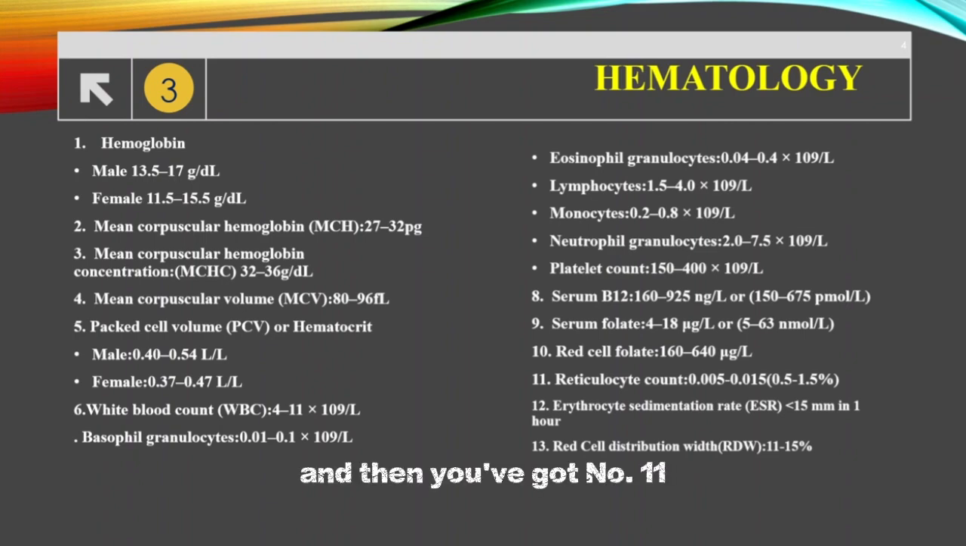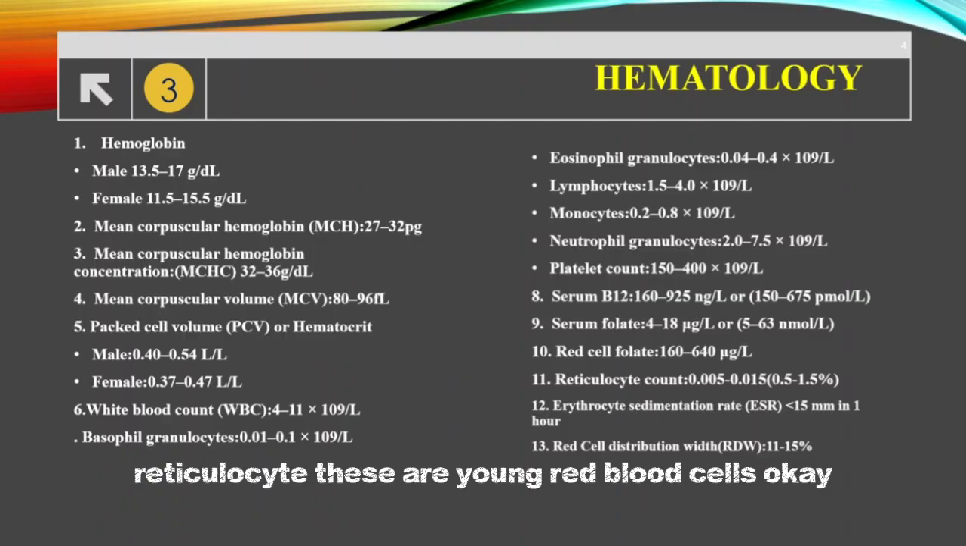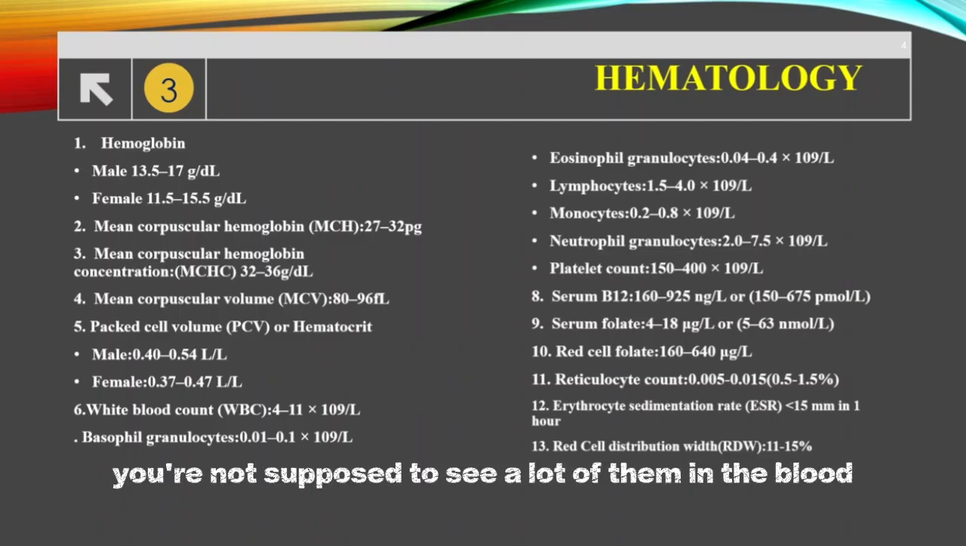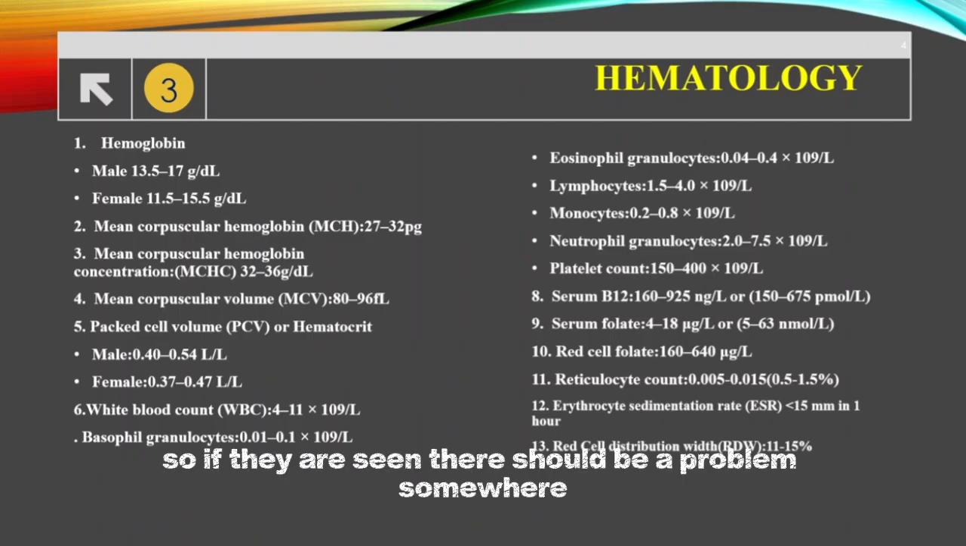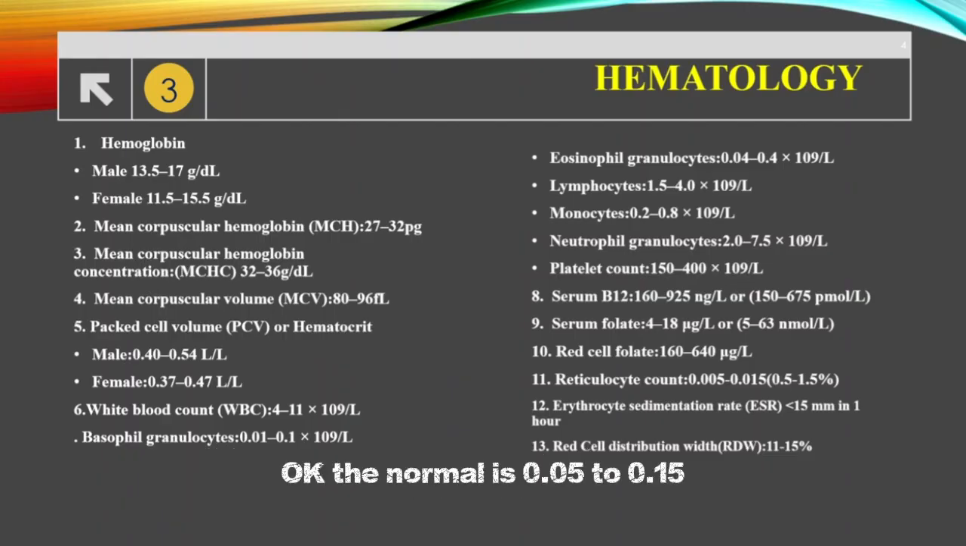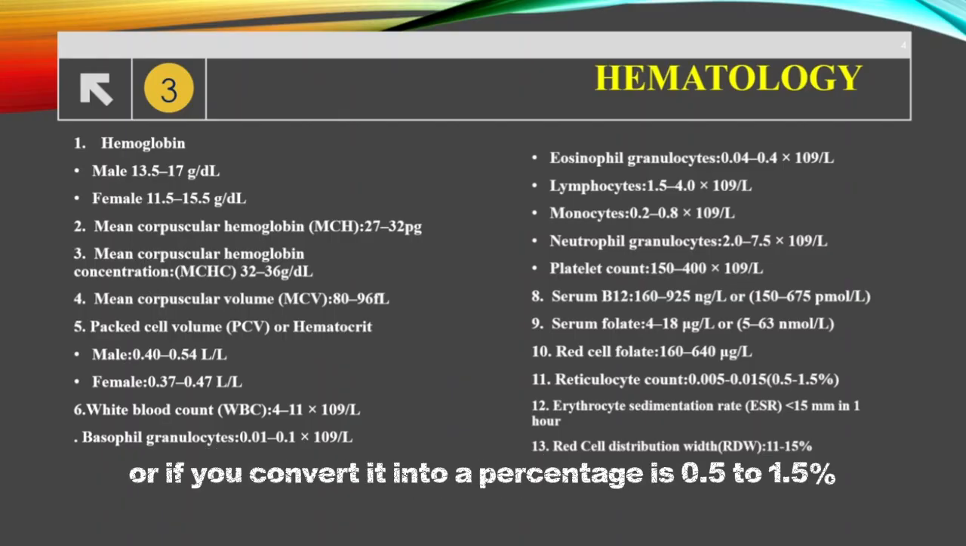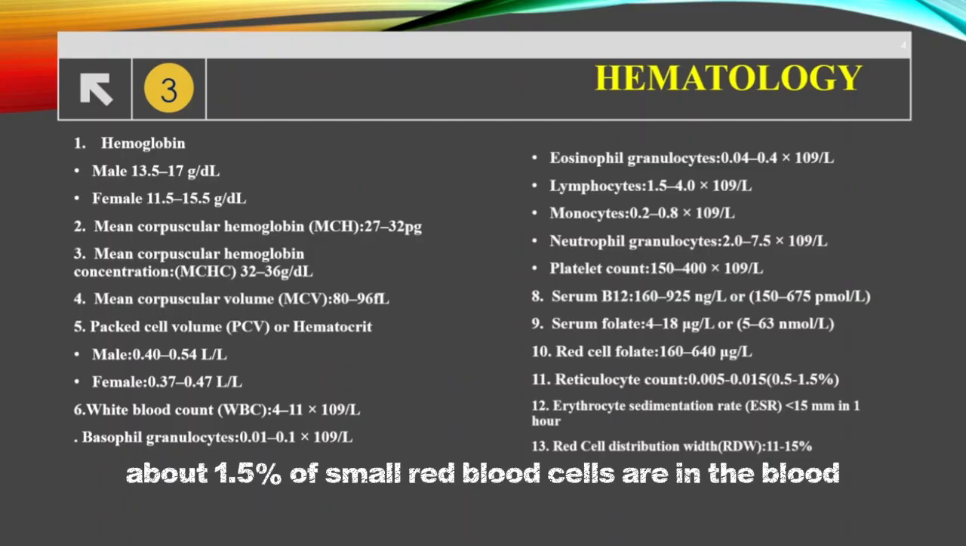And then you've got number 11, which is the reticulocyte count. Reticulocytes are young red blood cells, immature red blood cells. Now, you're not supposed to see a lot of them in the blood. So if they are seen, there should be a problem somewhere. The normal is 0.005 to 0.015, or if you convert it into a percentage, 0.5 to 1.5%. Just imagine about 1.5% of immature red blood cells are in the blood.